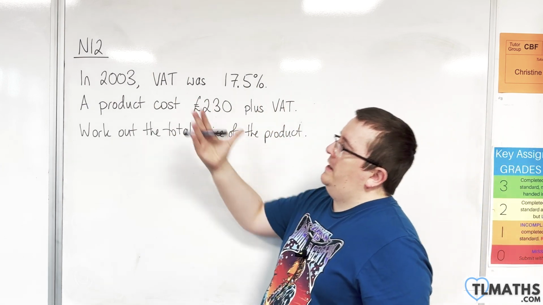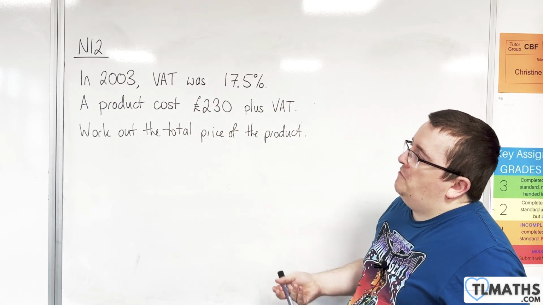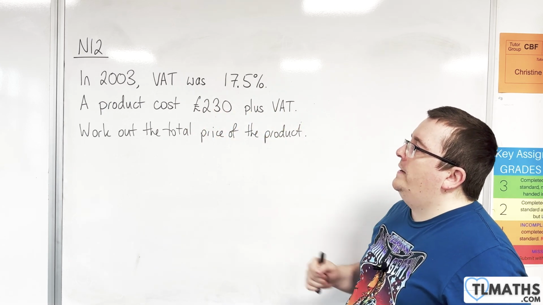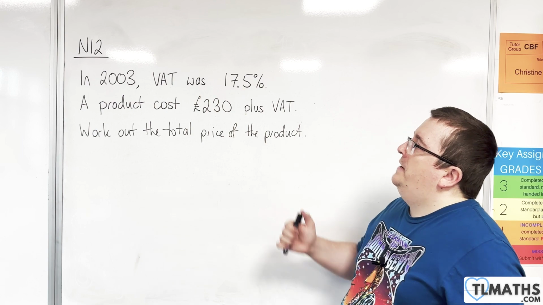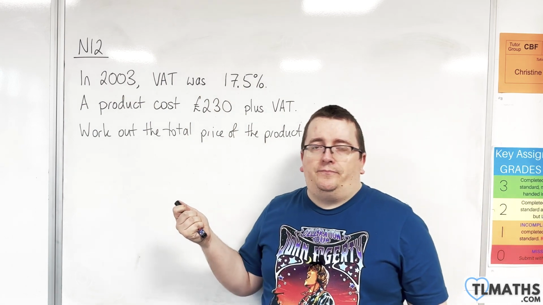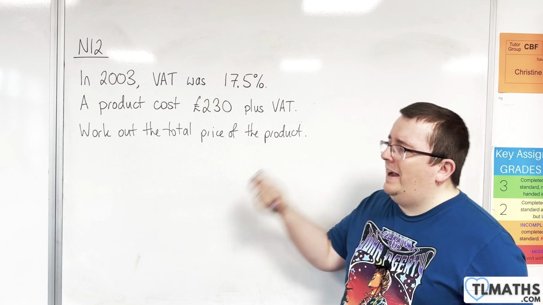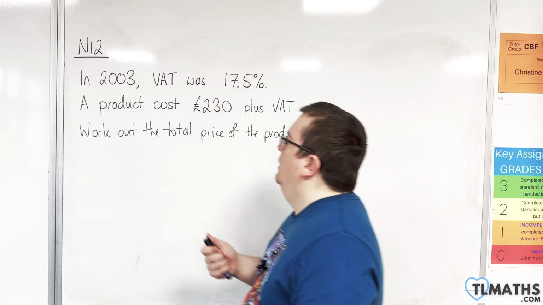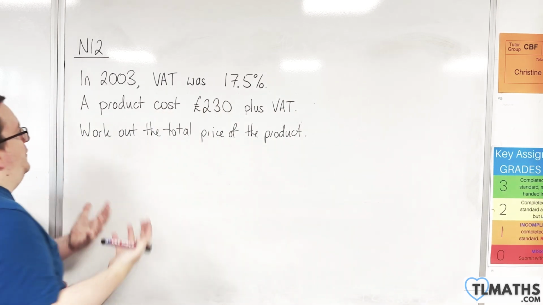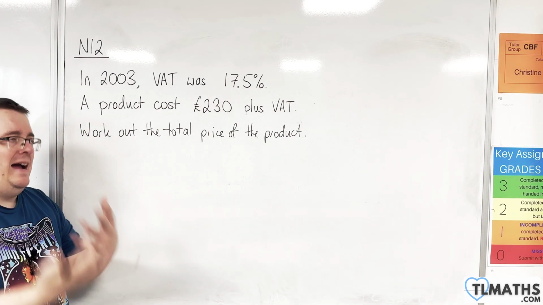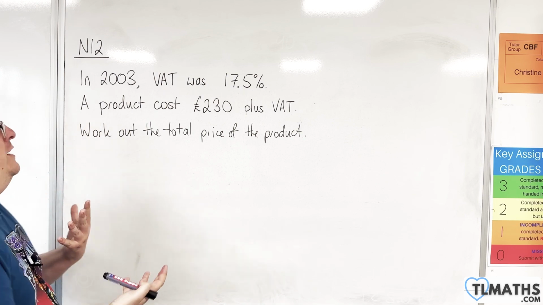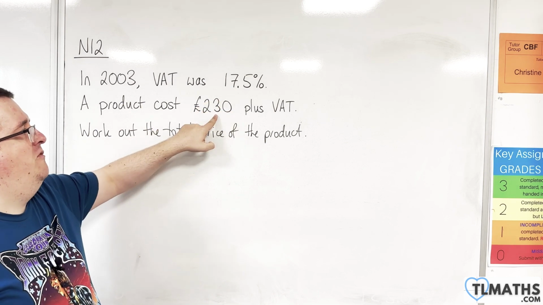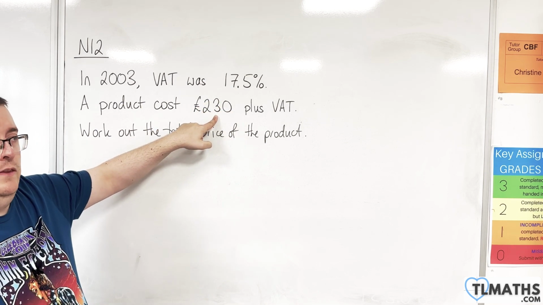In 2003, VAT was 17.5%. A product cost £230 plus VAT. Work out the total price of the product. Now, VAT is value-added tax, so it is a tax that is added to most products that are sold by businesses. So when a price says £230 plus VAT, you've got to add the VAT on top. That's the total price that you're actually going to pay. So we've got to work out what 17.5% of £230 is.